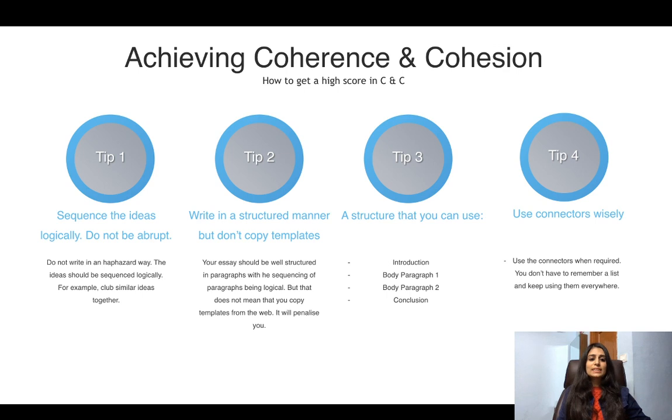And don't unnecessarily remember a list of connectors. You should understand their meaning. When do you use however? When do you use moreover? I'll just give you a quick example. Moreover is used when you're writing something that's similar to the previous point, so you're adding on to something that you've already written. Whereas you would use however when you're starting with a contradictory statement, when you are differing from the previous sentence that you have written.